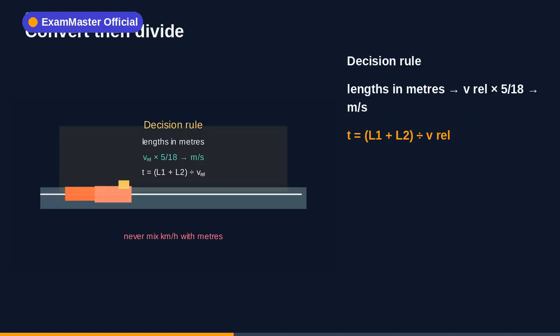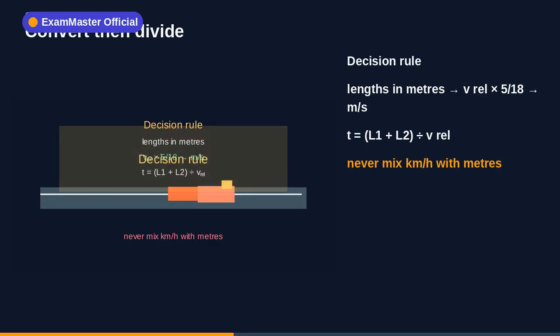Keep the clearing picture and write the chain. Lengths in meters means convert relative speed with times 5/18 to meters per second, then divide the clearing length by that speed. Decision rule: never mix kilometers per hour with meters.